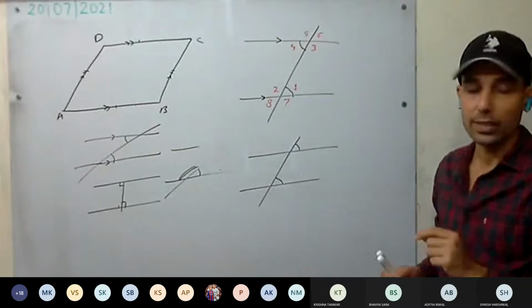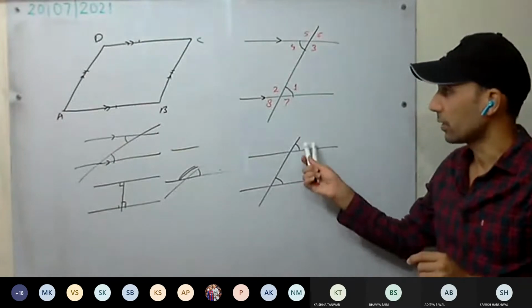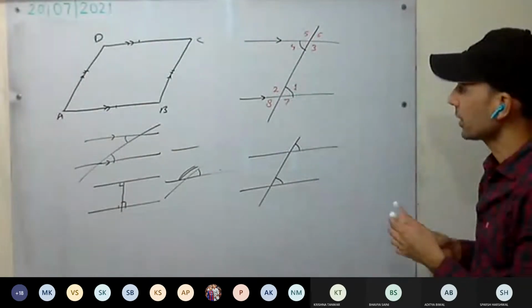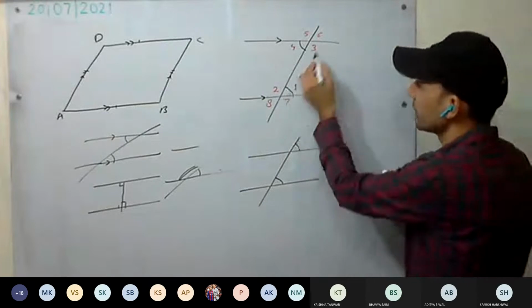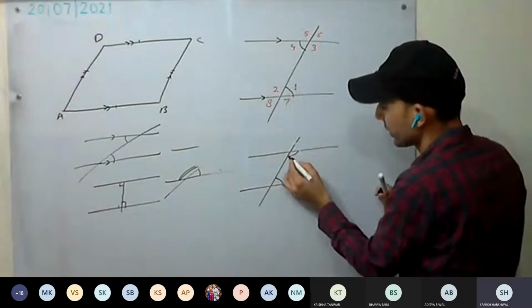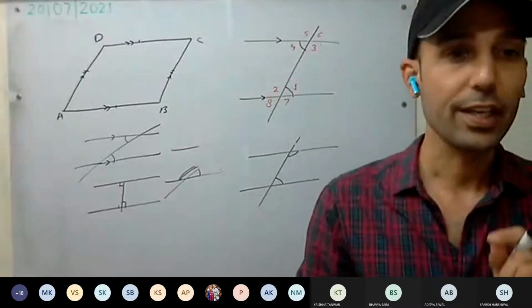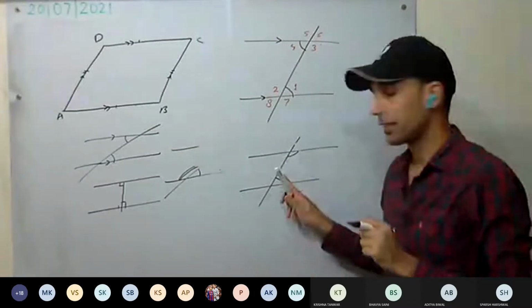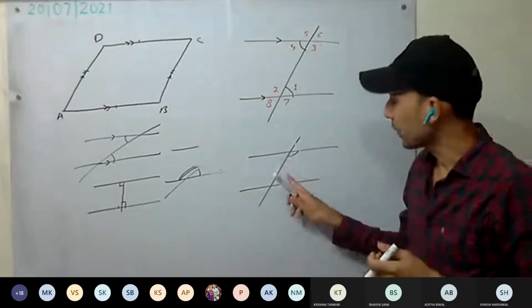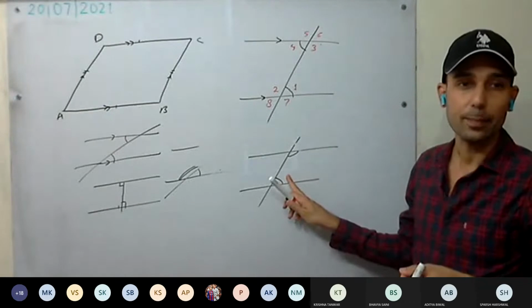Corresponding angles are equal. Okay. 1 and 3, they are adjacent angles. Adjacent angles, if they are equal, it means both are 90 degrees. They are supplementary. Adjacent angles are supplementary.